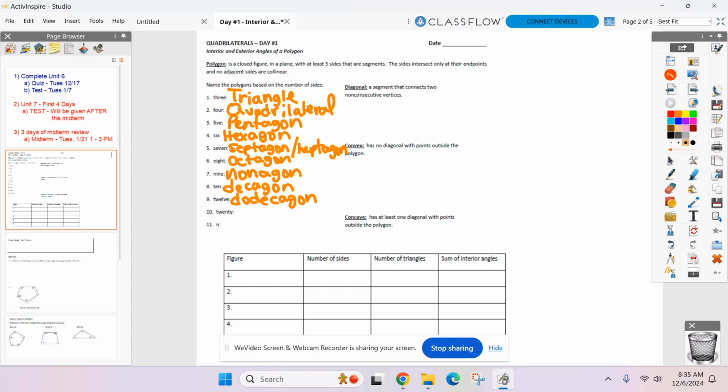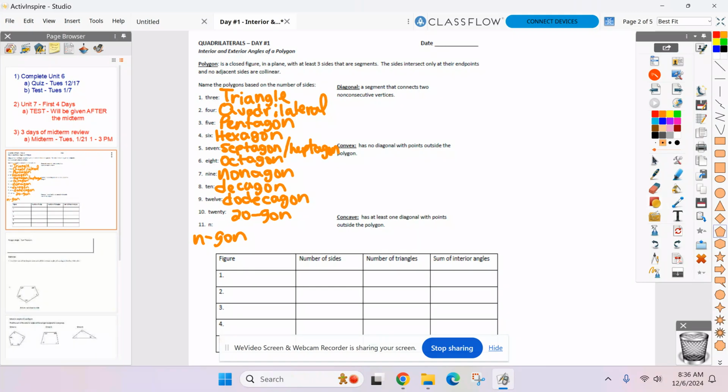And then I skip all the way to 20. I don't even know what that is, nor do I care, and I don't want you to care either. But for any number of sides over 12, we're going to take the easy way out and just say, like in this case, 20 gone. That's clever, huh? So anything above 12, we just say the number of sides gone. So if I have n here and that's bigger than 12, it's an n gone, whatever the number of sides is. All right, so yes, responsible for all those names.